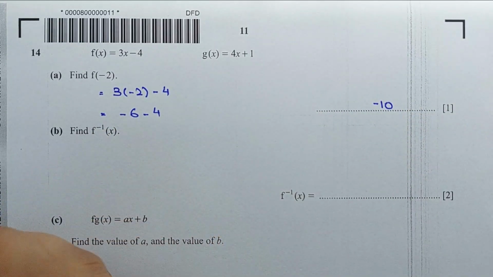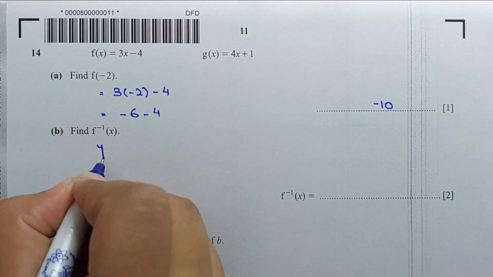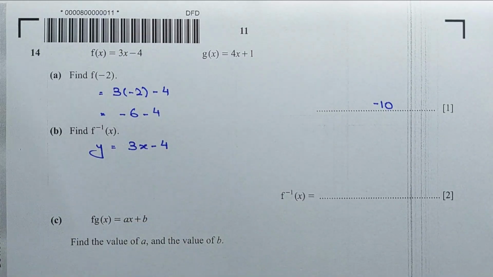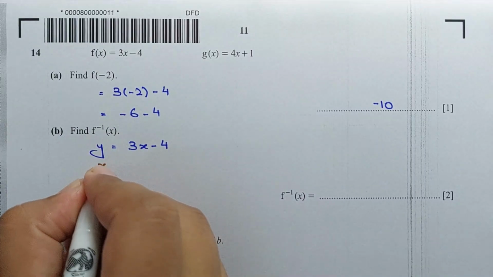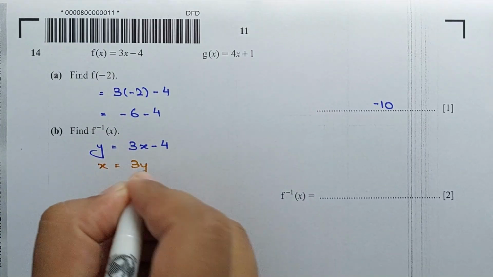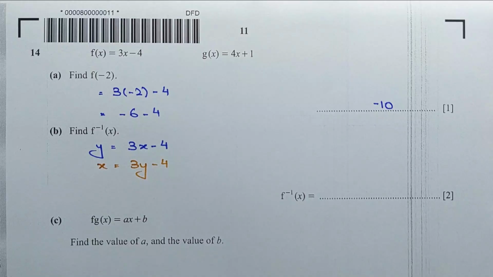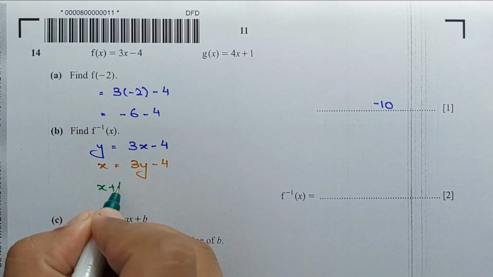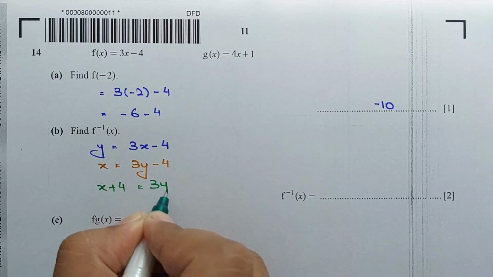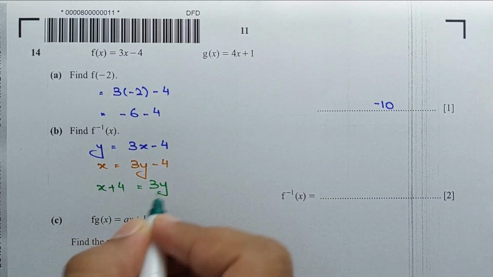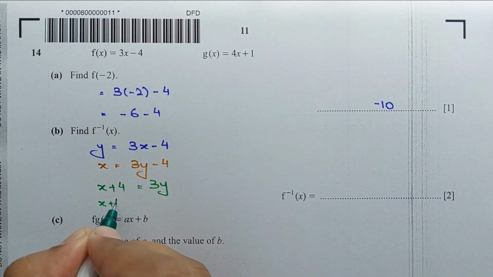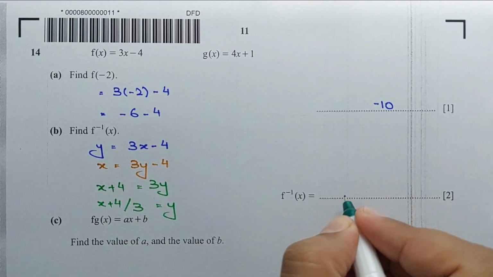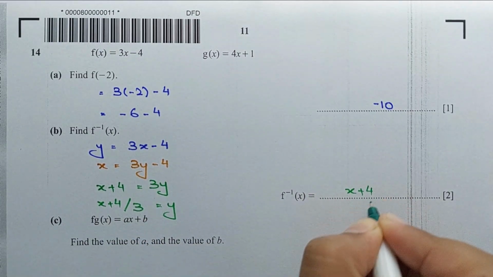Part B, find f inverse of x. So we need to put y equals the function f of x, which is 3x minus 4. Then we have to switch the variables. x equals 3y minus 4. Then we have to solve for y. When we are solving for y, we have x plus 4 equals 3y, shifting the 4 to the other side. So from here, x plus 4 and dividing by 3, this is your y. So f inverse of x is x plus 4 over 3.